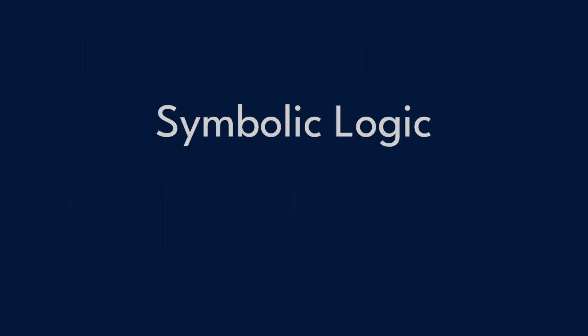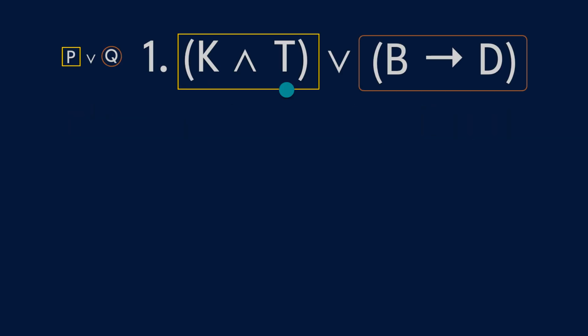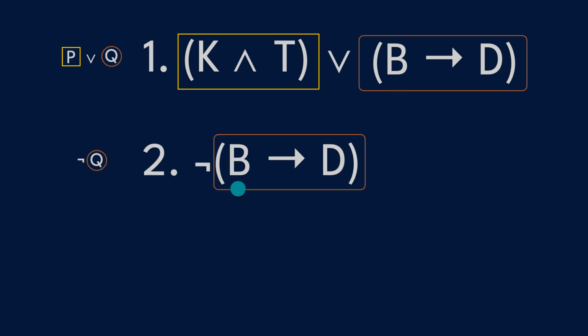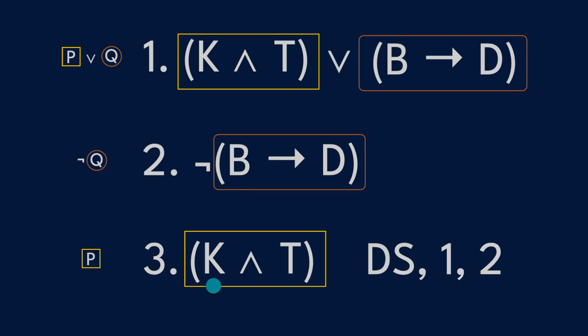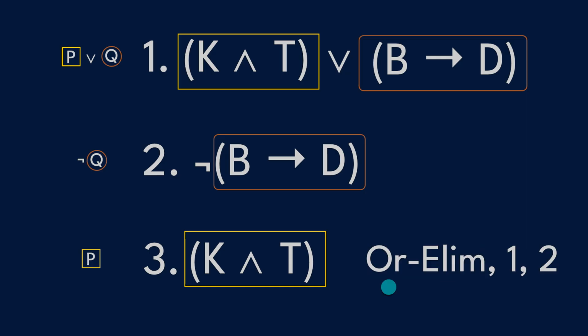Here's how it looks in symbolic logic, a natural deduction proof. Either Kim and Tom went, or if Bob went, then Denise went. It is not the case that if Bob went, then Denise went, so we can infer Kim and Tom went using disjunctive syllogism on lines 1 and 2, or as some textbooks call it, Or-Elimination, lines 1 and 2. See the structure? Either this or that. Not this, so that.